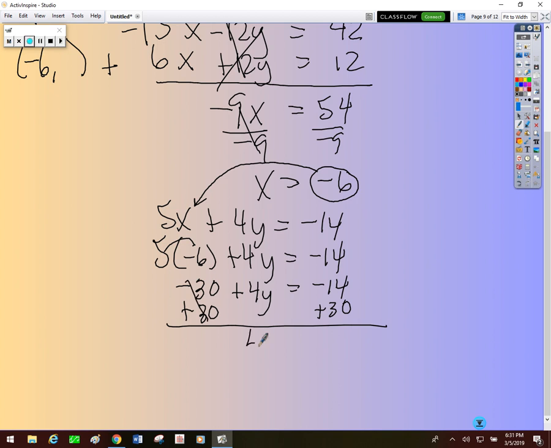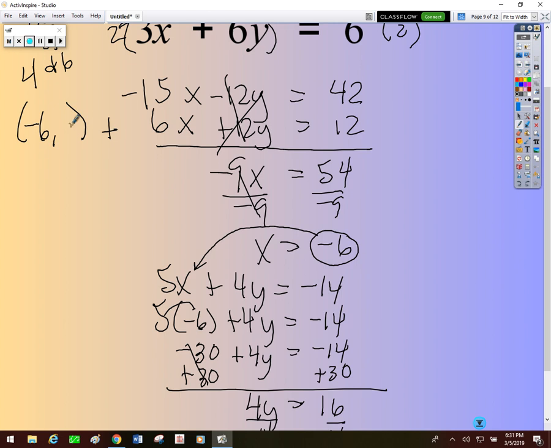this goes away, so I have 4y. Now, negative 14 plus 30 gives me 16. All right, and I'm going to divide by 4. Divide by 4 gives me, I'm sorry, back it up, that's not x. That is y, correct? We're solving for y now. So y gives me 4. So my solution is negative 6, positive 4.